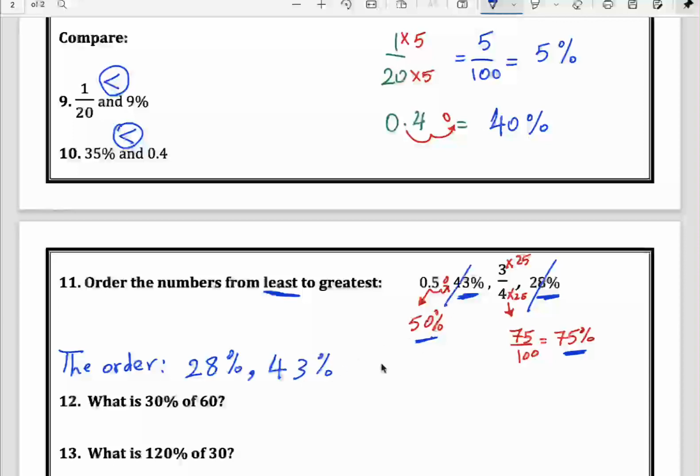Cancel it. We have 50% and 75%. So 50% is smaller. So I will write 0.5. And finally, I have 75%, which is 3/4.